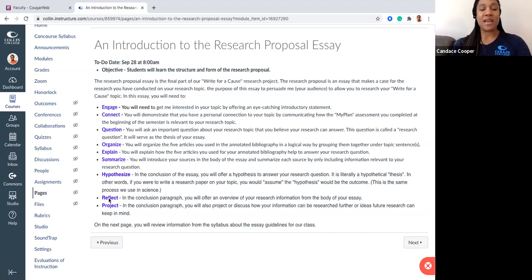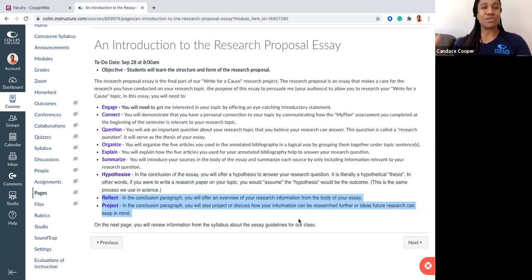The next thing is going to be reflect and project. For this essay, you're going to learn these 2 skills. For your conclusion paragraph, you're going to be expected to reflect, which is to summarize the major points that you've made so far, and then to project, which is going to be to take those ideas and talk about how those ideas could work in the future, maybe for future research, maybe in a way that you could extend this research, maybe in future assignments.